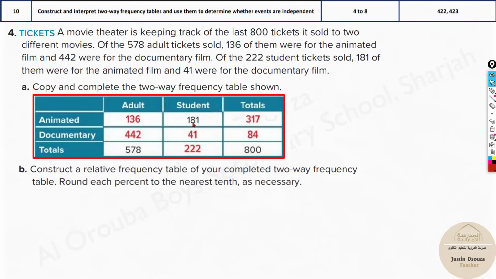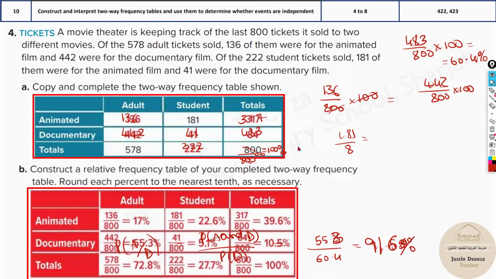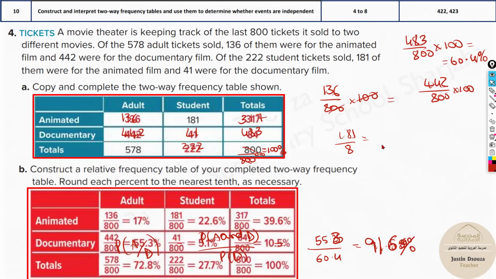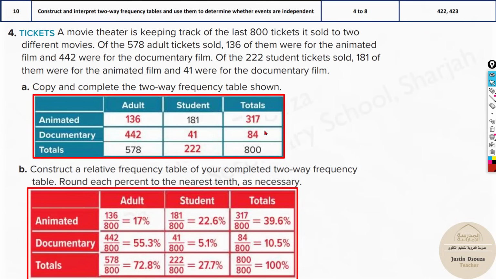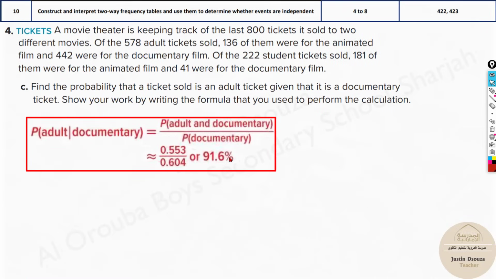Here, this is the frequency table, and here we have the relative frequency table. Okay, I just realized that this cannot be the answer. When you add this up, it's not 800, it's 483. I apologize for the error. All the other values are all right. Only this one is the error. It's 483, not 84. Other than that, everything is right. And over here we got 91.6.